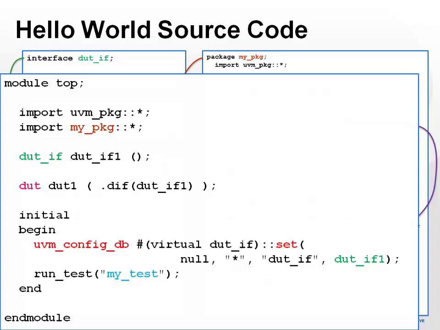So here we've got a top-level module. The top-level module is instantiating our interface, instantiating our design under test, and then has a SystemVerilog procedure, an initial block, that calls run_test at the bottom. And run_test launches the entire UVM world. It makes all those magic things happen in UVM. But before it does that, it's setting an entry into the configuration database. It's parameterizing the UVM verification environment.